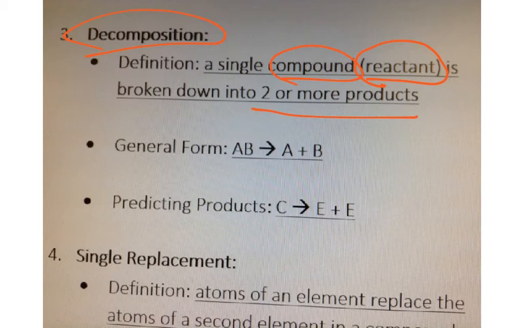But what you want to look for to identify a decomposition reaction is that you're going to start with one compound. Now that compound, such as AB, will be broken up into A and B. When we are going to expect you to predict your own products, we will only give you a single compound, and what we will want you to do is break it up into the individual elements that make up this compound.